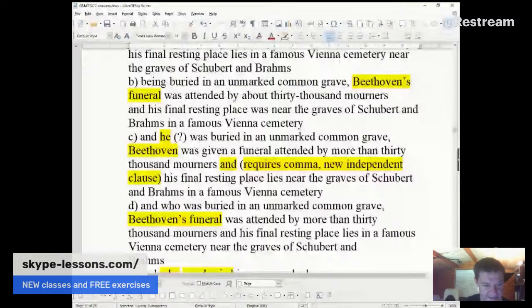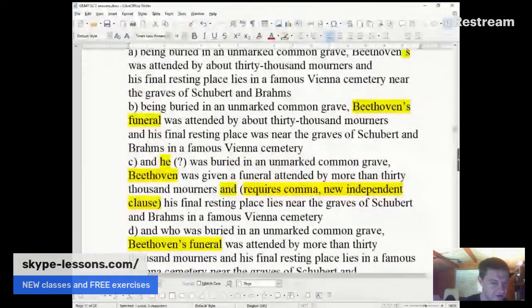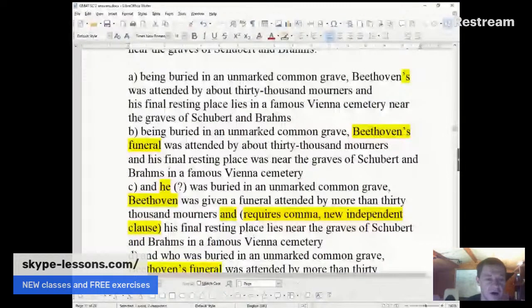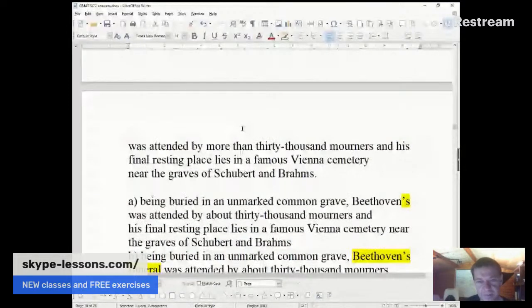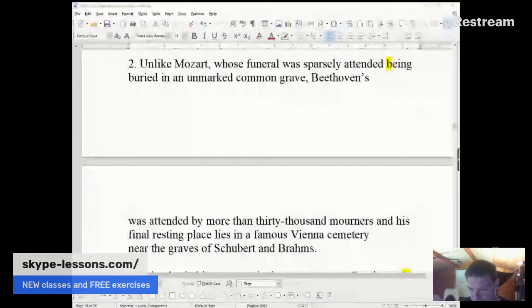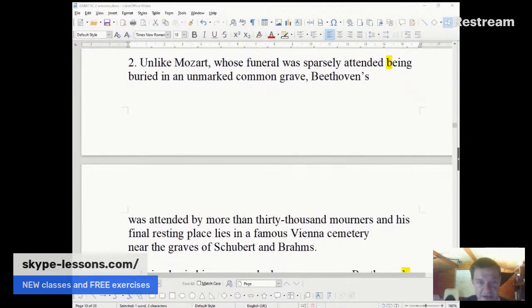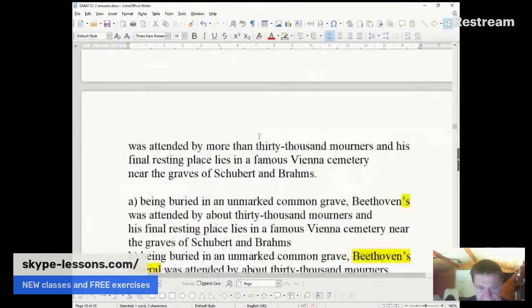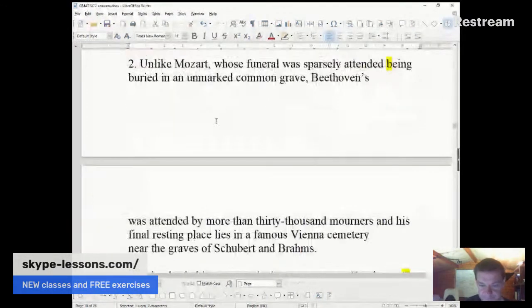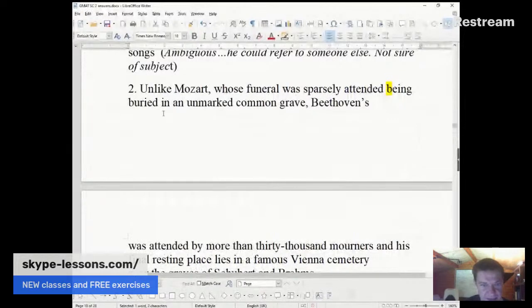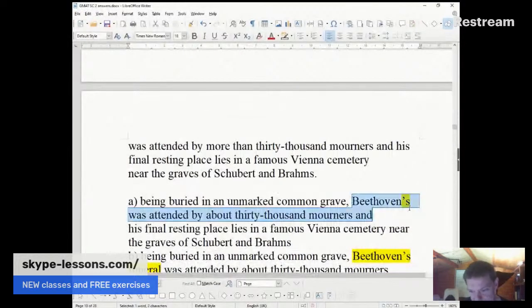Now, we've got lots to get through here, and it looks like the last answer is the correct one. So let's talk about why all the others are wrong. I'm going to simplify this. As always, simplification is key. What we've got here is "unlike Mozart," so we've got "unlike X, Y," and just like with "like Bob Dylan, his contemporaries," we've got to make sure the comparison is logical. So let's see what we're comparing in A. "Unlike Mozart, whose funeral was sparsely attended, being buried in an unmarked common grave, Beethoven's."